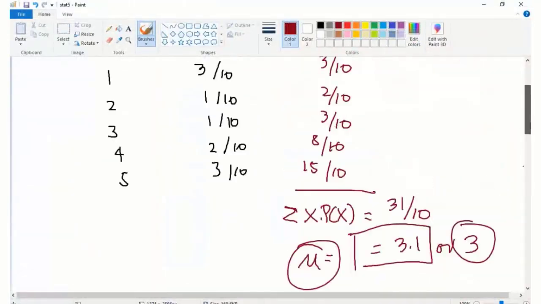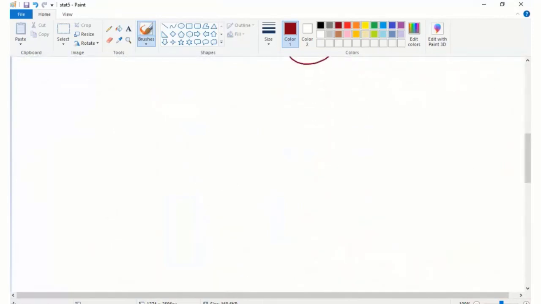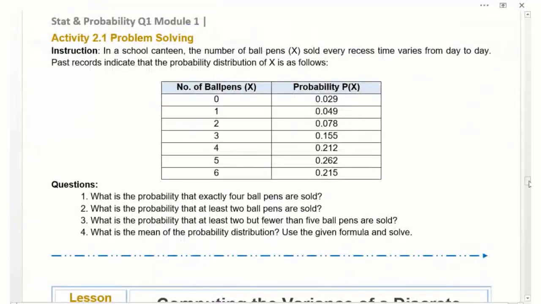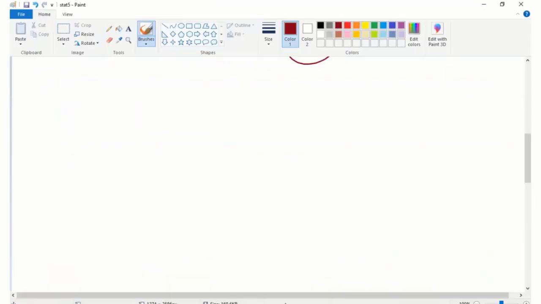So moving on, let's just go to lesson 3 at nang matapos na itong module na ito. So ang lesson 3 is all about variance. Okay, variance of a discrete probability distribution. So what is a variance? No, I hope you have heard of variance and standard deviation. This is all about statistics.